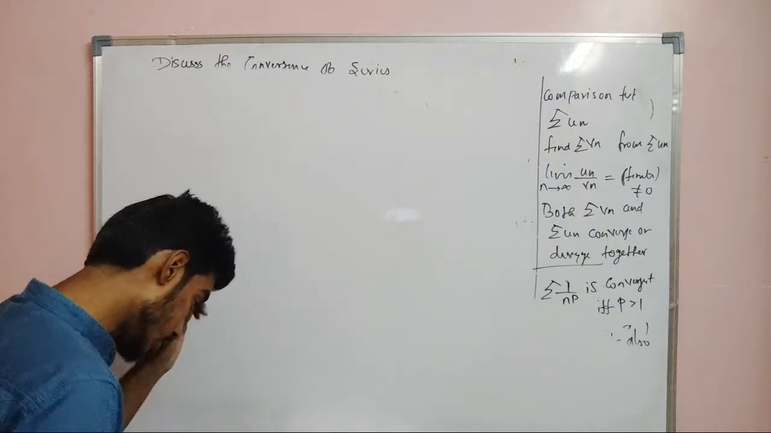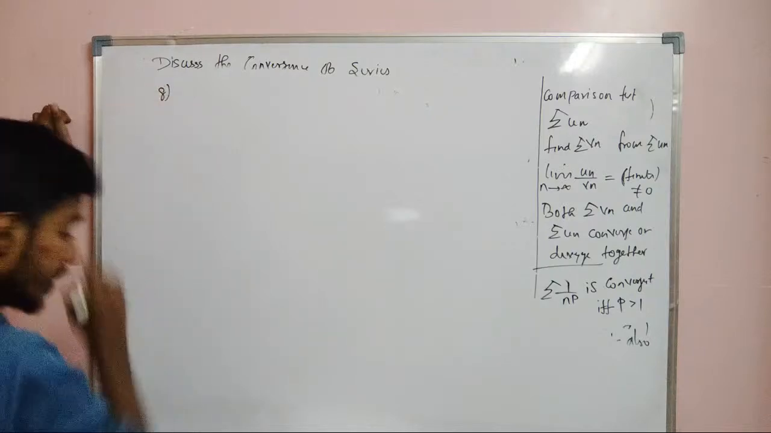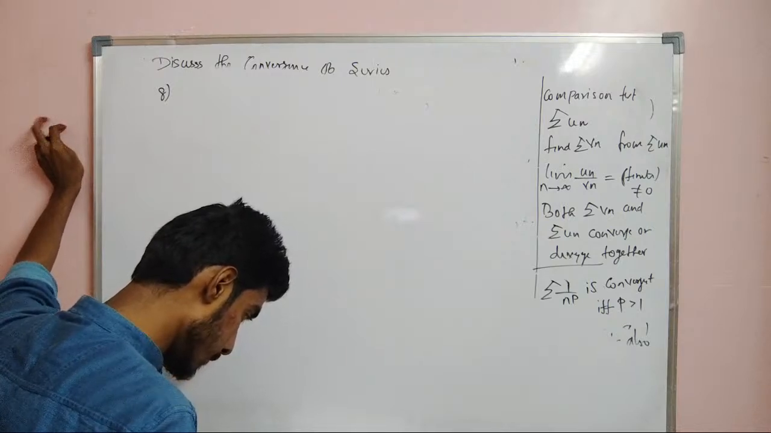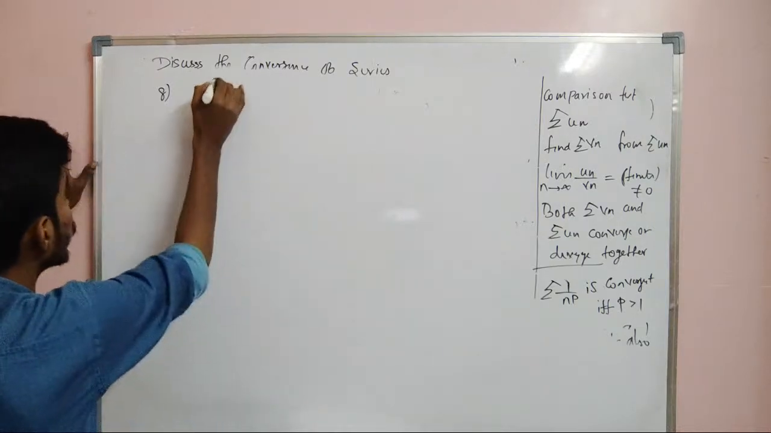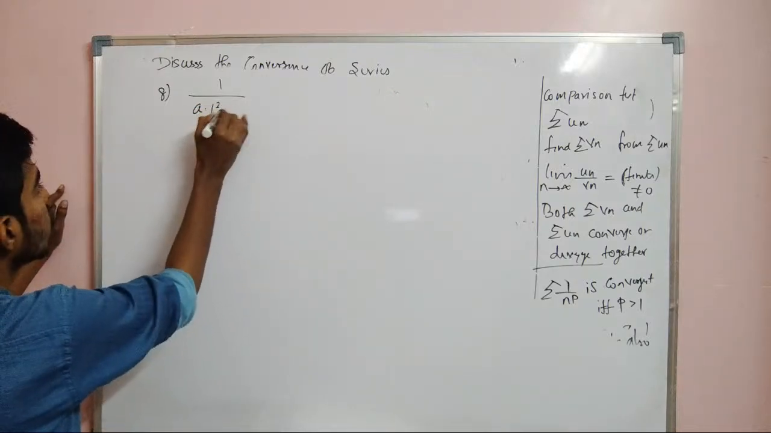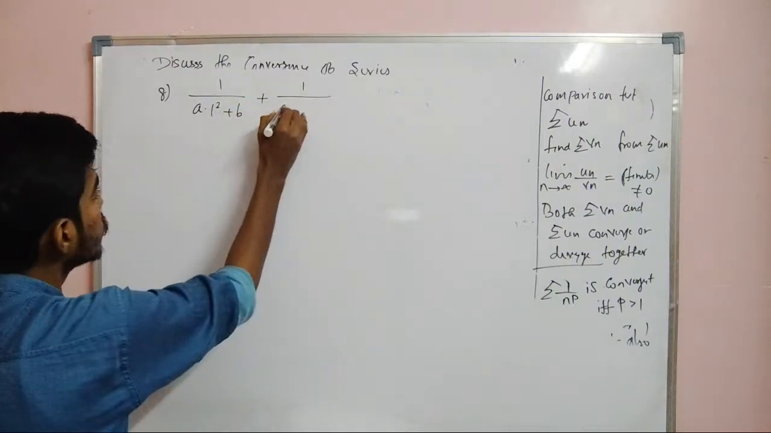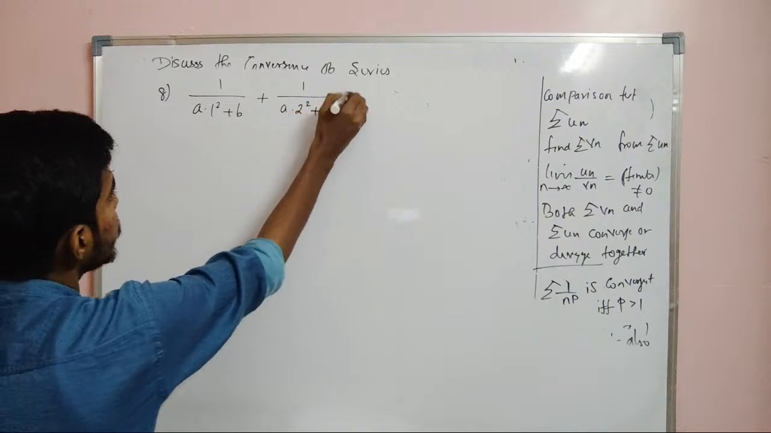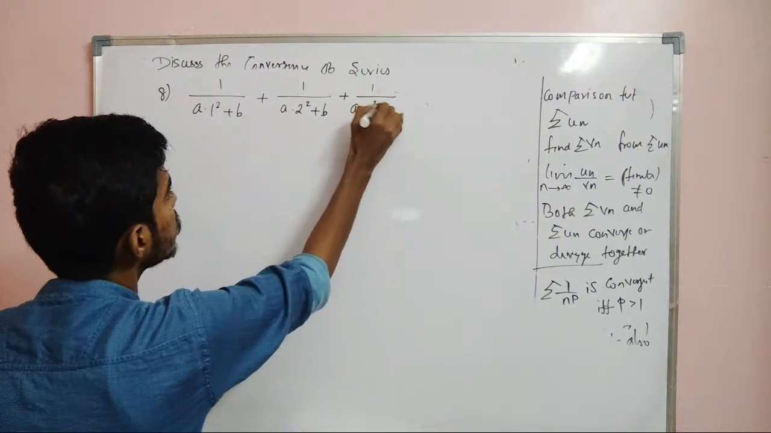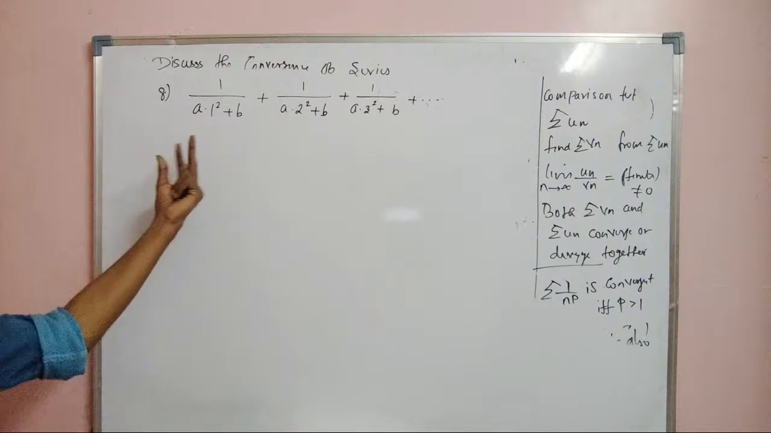Okay. Now we will do some more problems. 8th problem is 1 by a into 1 square plus b, plus 1 by a into 2 square plus b, plus 1 by a into 3 square plus b, and so on, right? Here you can see a and b are fixed.